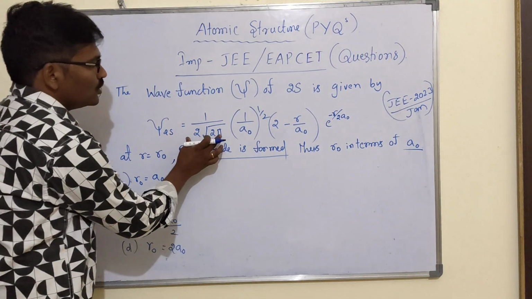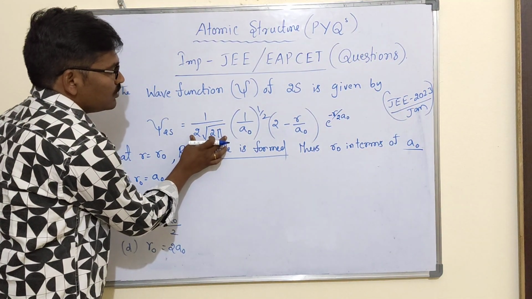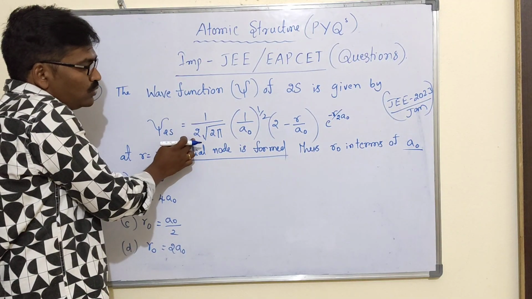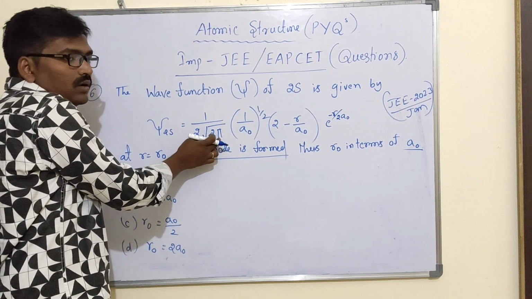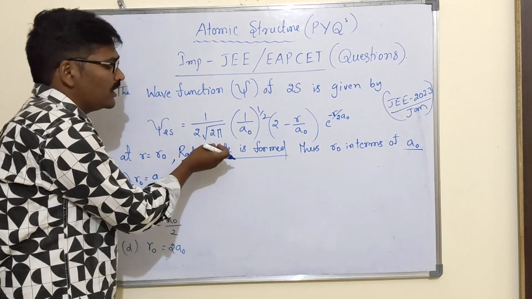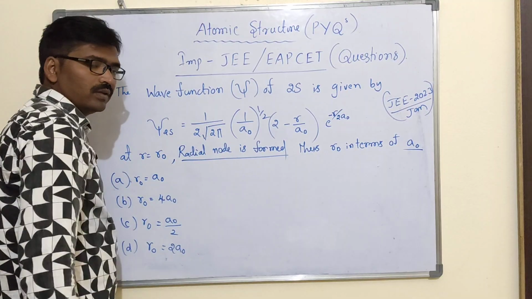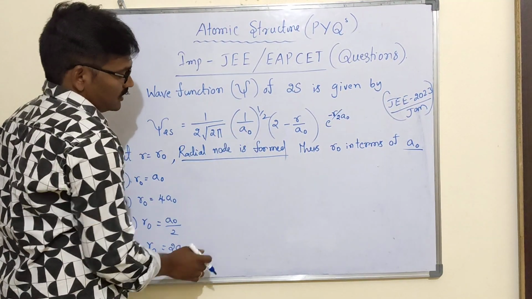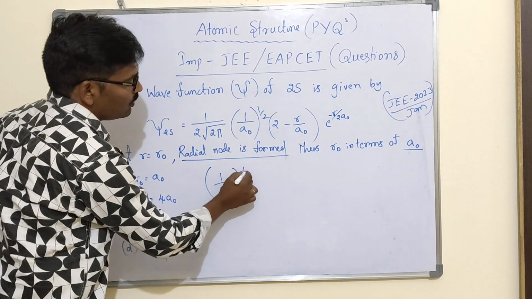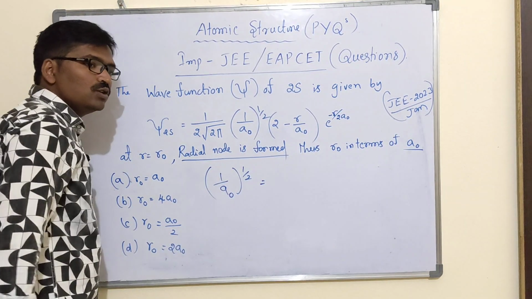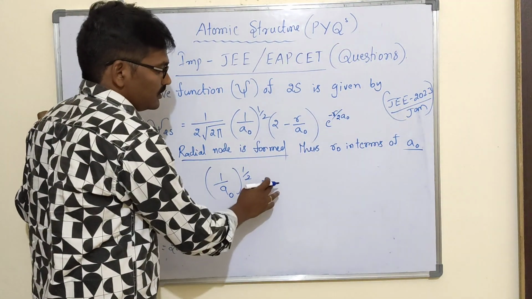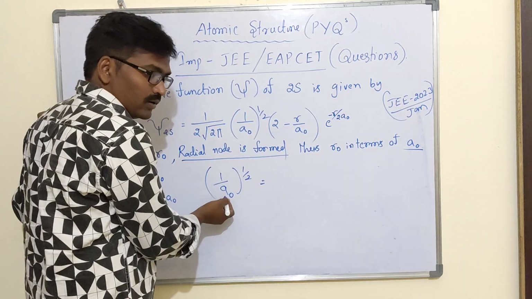Can the first term become zero? The first term is a constant value, 1 divided by 2 into square root of 2 pi, nearly 0.19, so it will not be zero. Next, 1 divided by a naught whole power 1/2. What is the a naught value? 0.529 angstrom, the radius of the first orbit.